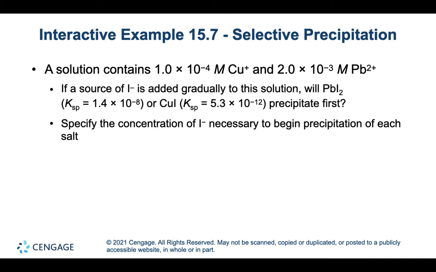Well, the way we would do that is we would ask, what concentration of I minus is needed to precipitate copper plus 1, and what concentration of I minus is needed to precipitate the lead plus 2. That would give us an understanding of which one is going to precipitate first, because as we add the I minus to the solution gradually, one or the other is going to start precipitating first, and it would be the one that precipitates at the lower concentration of I minus.